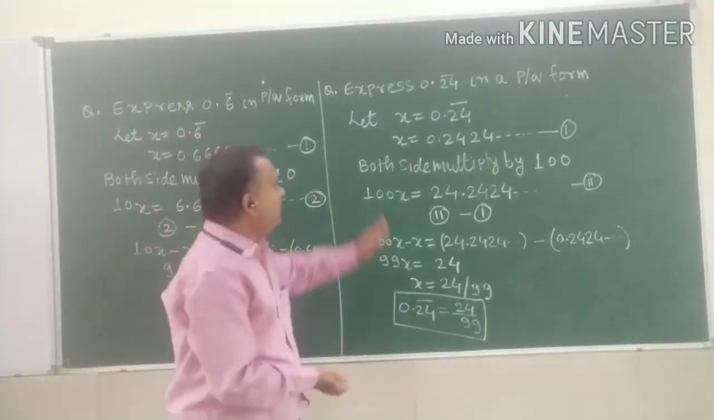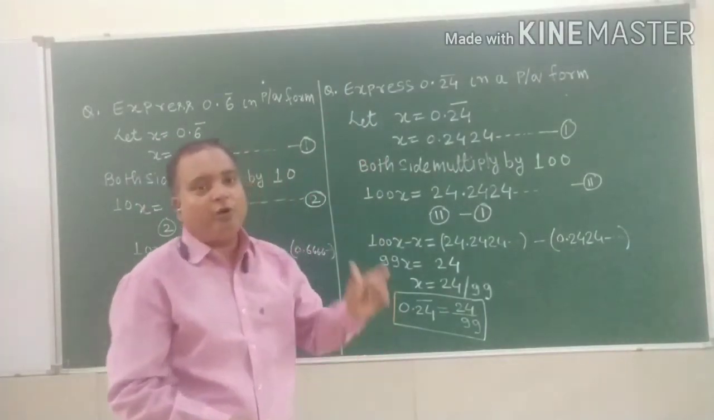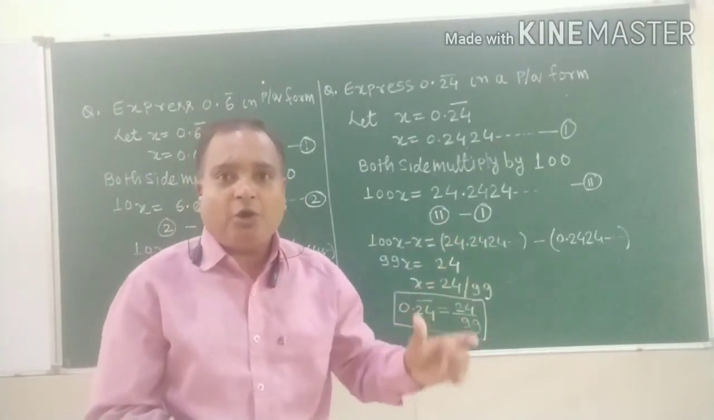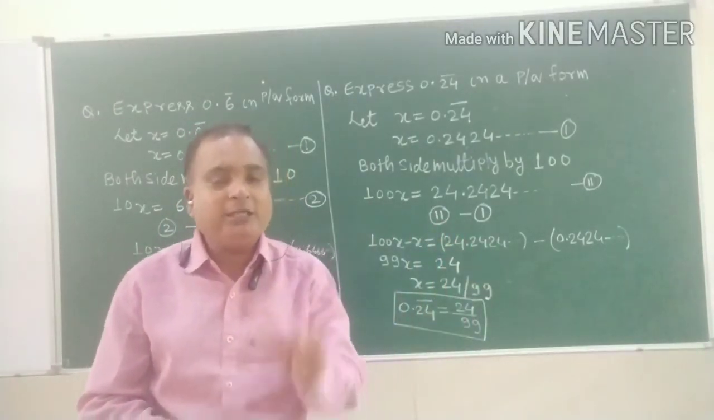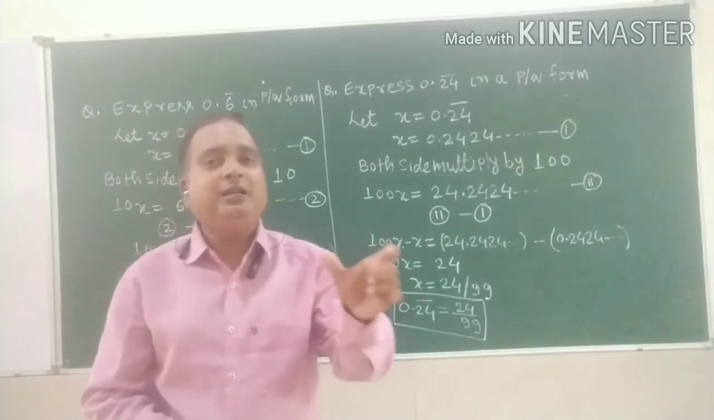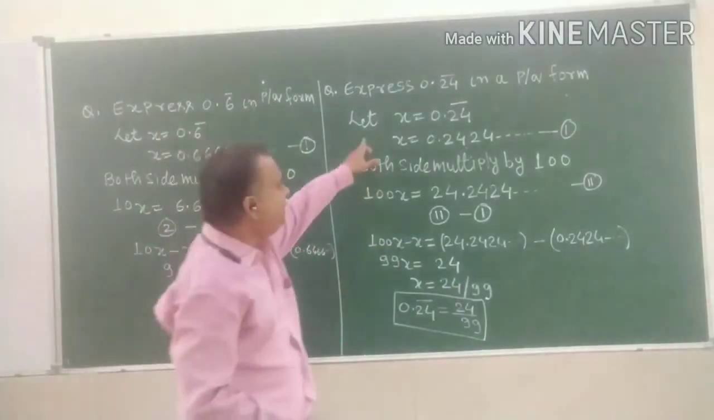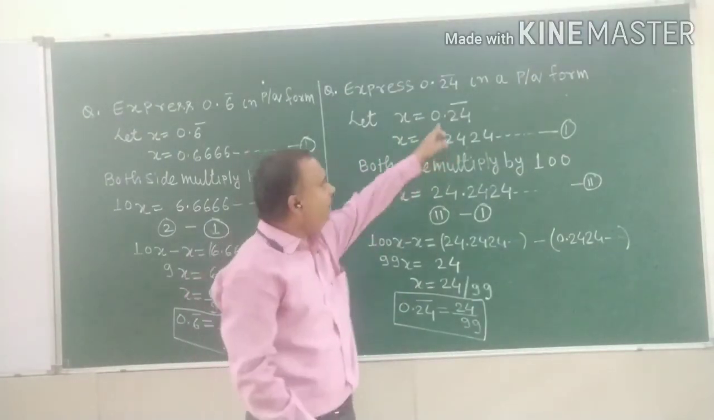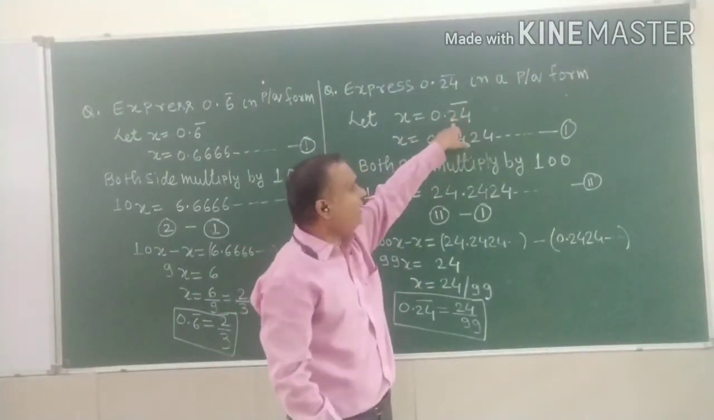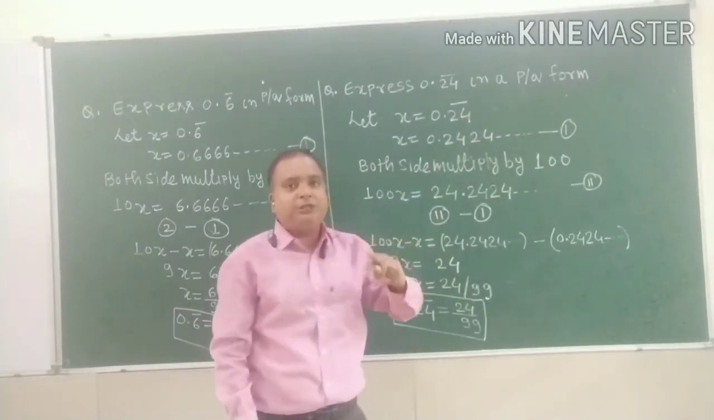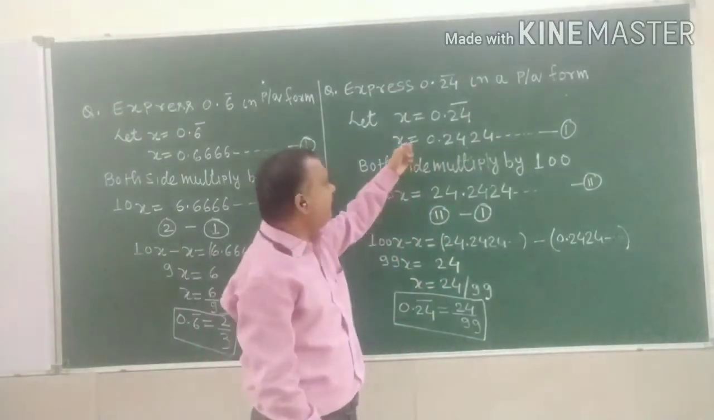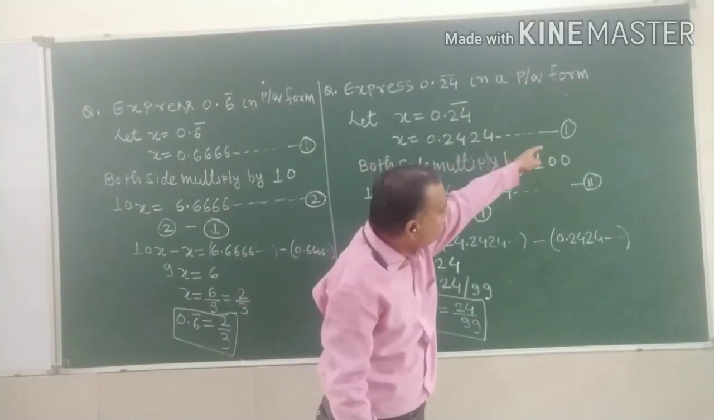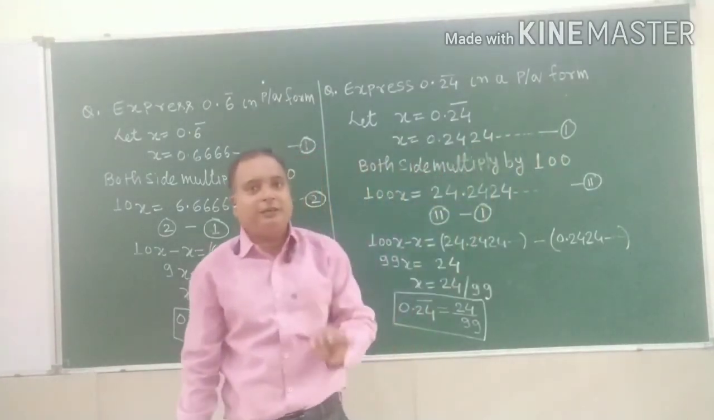Next example, express 0.24 bar in p upon q form. Here the bar is on digits 2 and 4, meaning both the digits are repeated. So again we take let x equal to 0.24 bar. Now the bar is on digit 2 as well as 4. It means both are repeated. So we can write x equal to 0.2424 dot dot dot. That is our equation number 1.